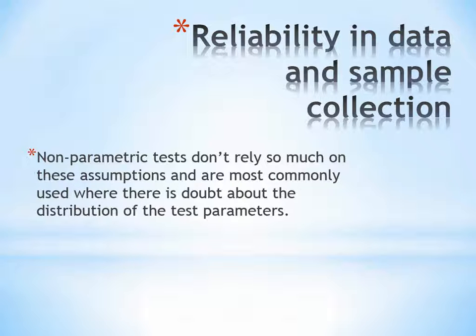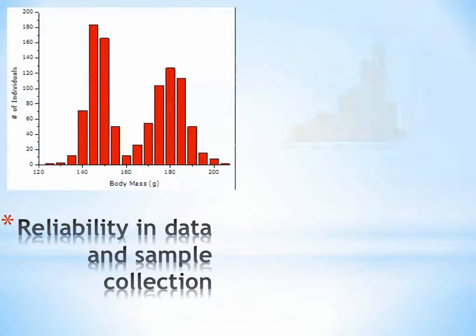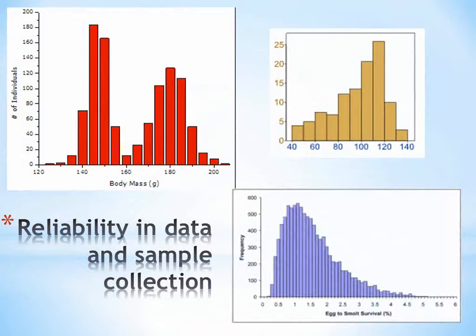If we don't, and we end up with the need to run a non-parametric test, the testing itself isn't really as robust and isn't as reliable. But it's most commonly used where there's doubt about the distribution of the test parameters itself. So if we don't know whether it's normal or not, in that situation that we've got here, they're all somewhat normal. They kind of look a bit like it, but they're really not.